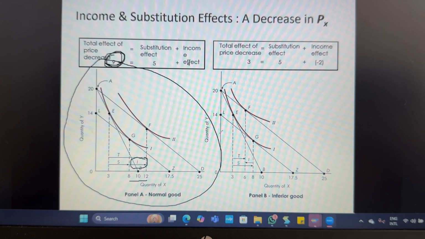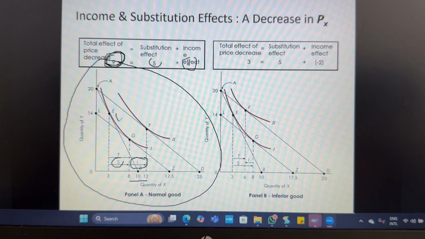Clear? Yes, sir. So it is 4, 8 to 12. It's mentioned here. And the balance is S, the substitution effect. It is 5. The substitution effect is along the same indifferent curve between the 2 points, and this is substitution. And the income effect is between the indifferent curves. This is the income effect, for a normal commodity.